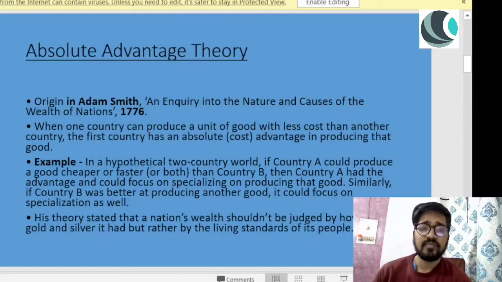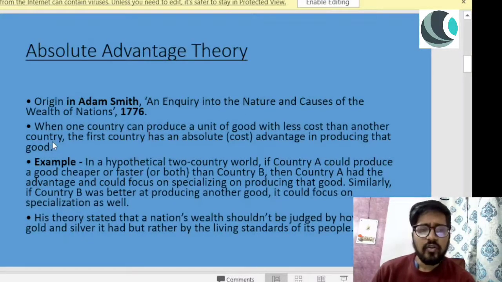Next up, absolute advantage theory. Now, from where you can get the question: who gave this theory? This theory was given by Adam Smith. Which year? 1776. The rest you don't need to remember. These two things are very important, right? Given by Adam Smith and in the year 1776.